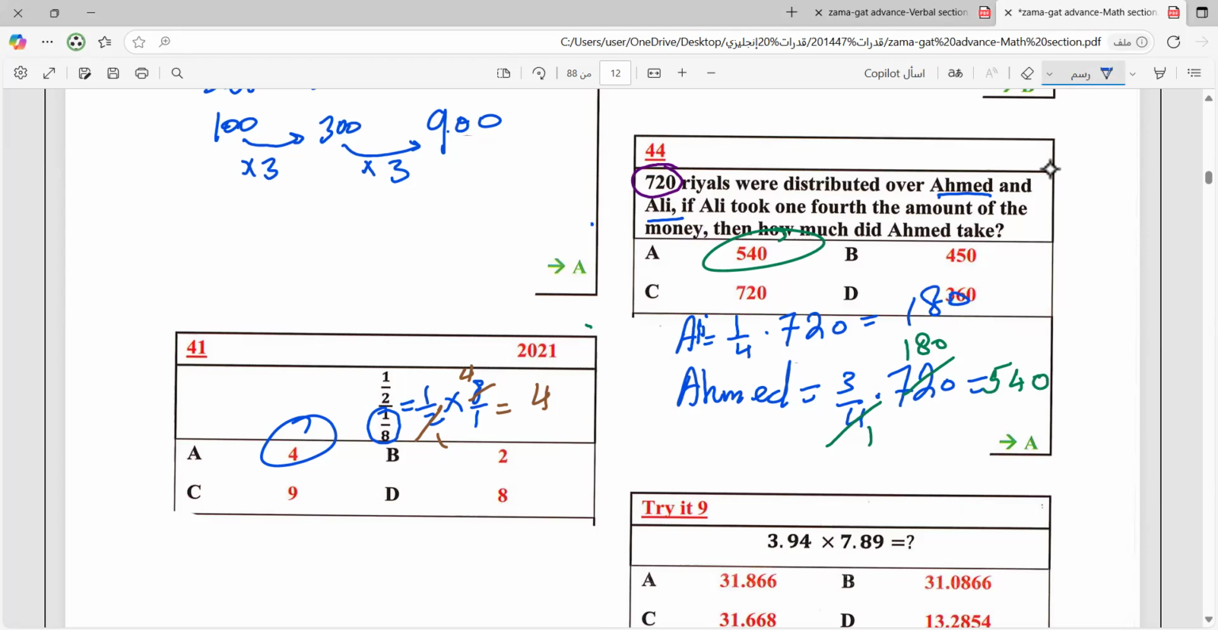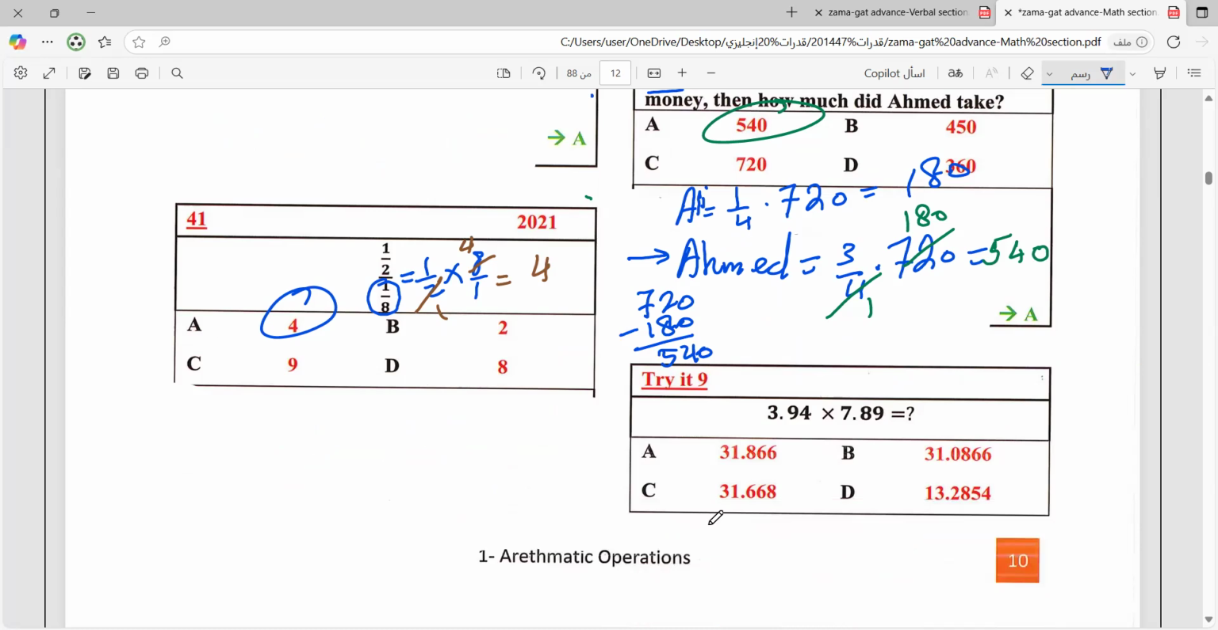Yes, you subtract. Well, 1/4 times 720 is 180. Then you subtract from the total, so you get 720 minus 180, then you get the same answer. But here we have one step to find the real fraction for Ahmed. Then you multiply, you get it.